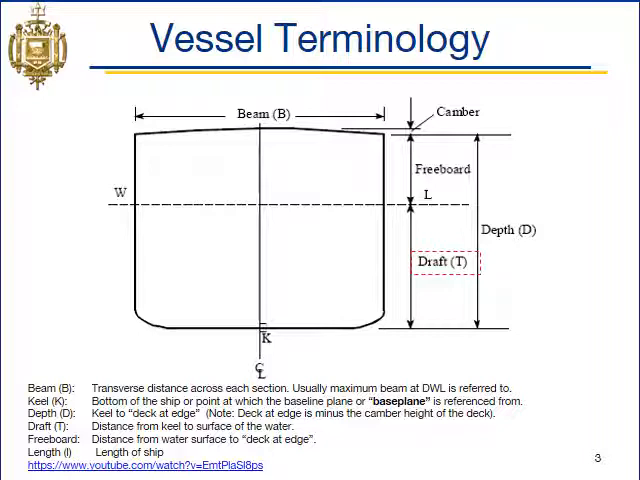So some standard terms: the width of a ship is called the beam, or B. The height of a ship from the keel is the depth. The bottom of the ship is the keel, or K. Right, so we should all know that ships are usually built up from the keel, so the very bottom of the ship is the keel. Draft is the distance from the keel to the water line. And freeboard is the distance from the water line to the top of the ship. So freeboard plus draft equals depth.